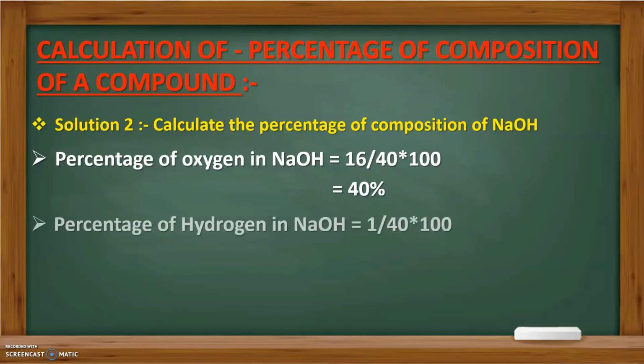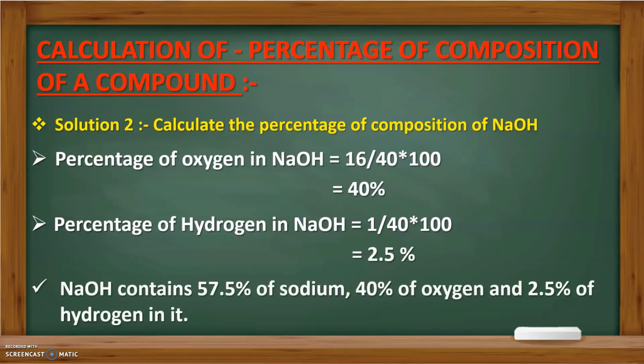Now let's find the percentage of hydrogen in sodium hydroxide. Percentage of hydrogen in sodium hydroxide is equal to 1 by 40 into 100, which gives the answer as 2.5%. Thus, sodium hydroxide contains 57.5% of sodium, 40% of oxygen, and 2.5% of hydrogen in it.